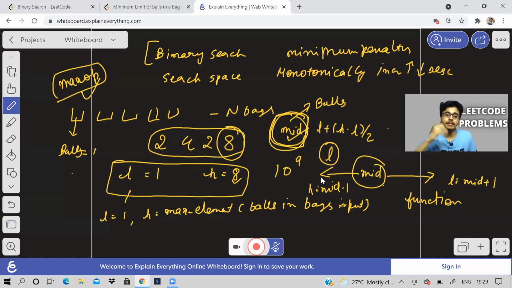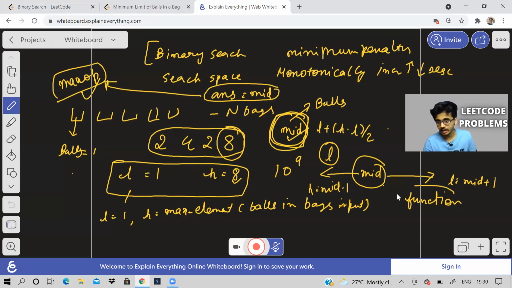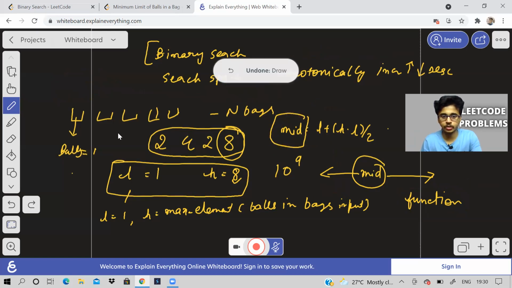And every time we will record our answer. That means every time we'll keep a variable answer equal to mid. But when will we do this? When we find that the number of operations, such that each bag will have at most mid balls, does not exceed max operations. Then we will record mid and check on the left side. Otherwise, check on the right side. So in this example also, I will show you the working.